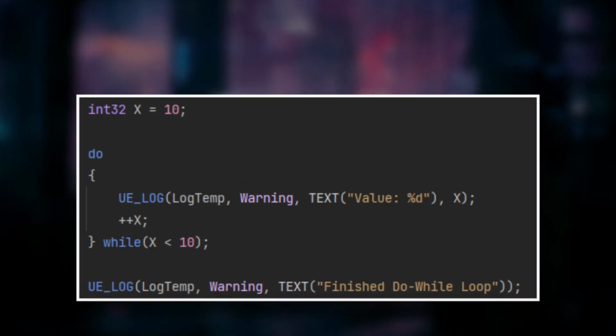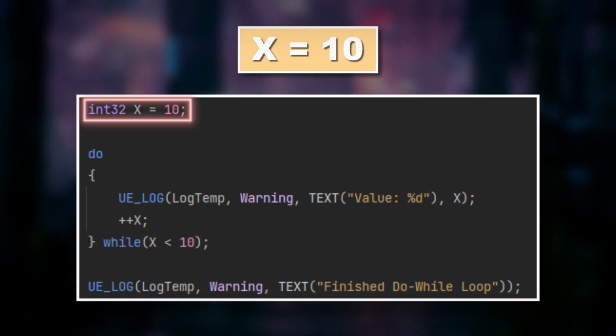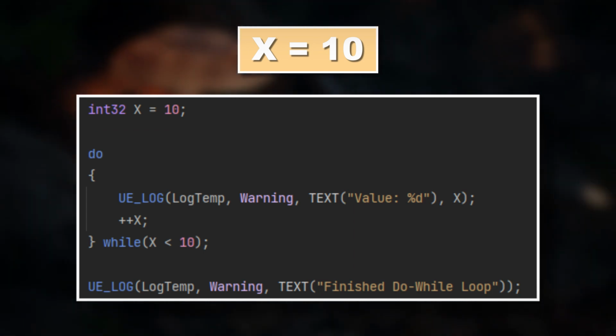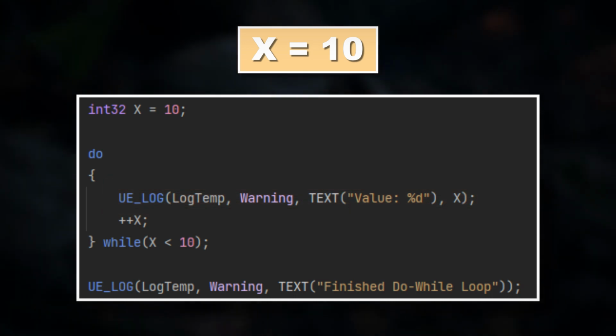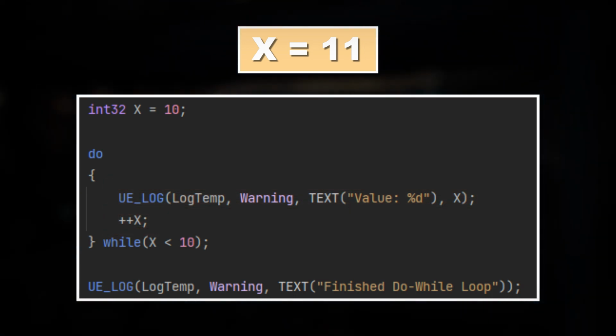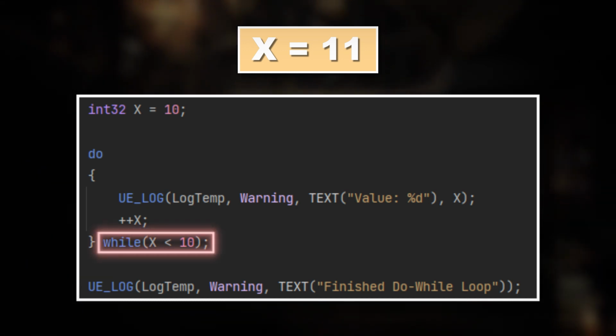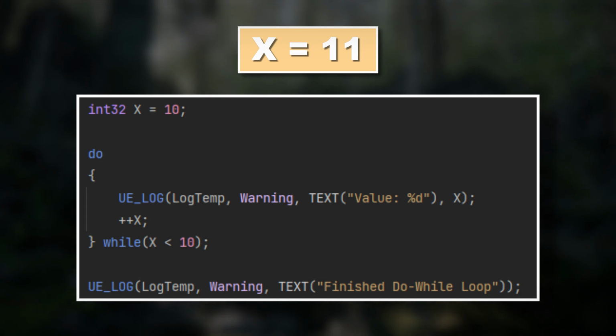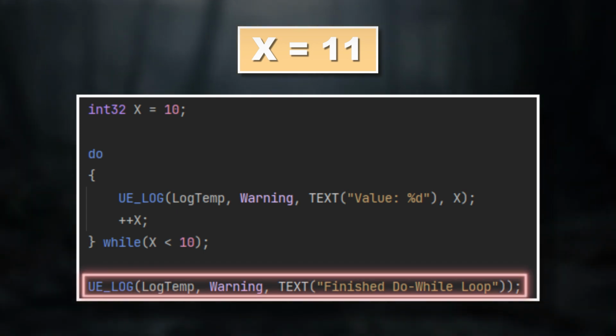So, when we execute it, we first initialize the variable to 10. Then we directly enter the code block of the do-while loop. Therefore, we print the value of 10 and then increase it by 1. So it's 11 now. Since we finished the code block, we now evaluate the condition and see that 11 is not less than 10. Therefore, we break out of the loop and print the log statement at the end.